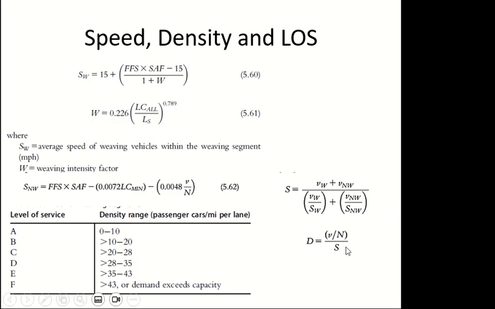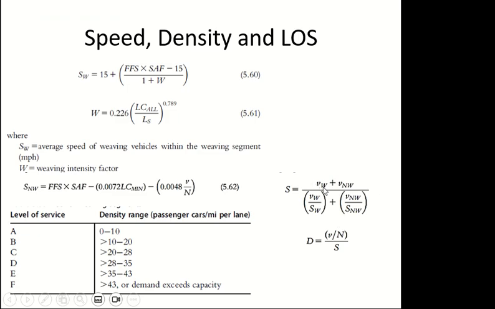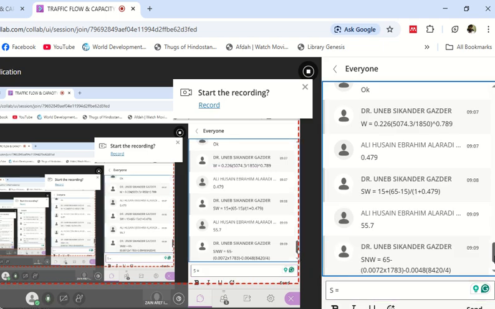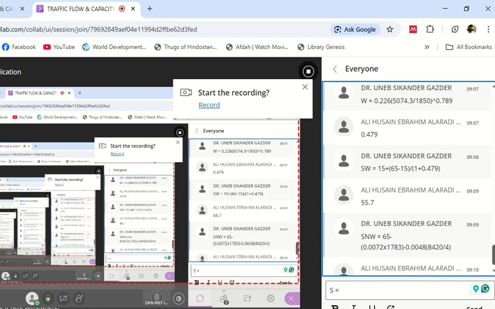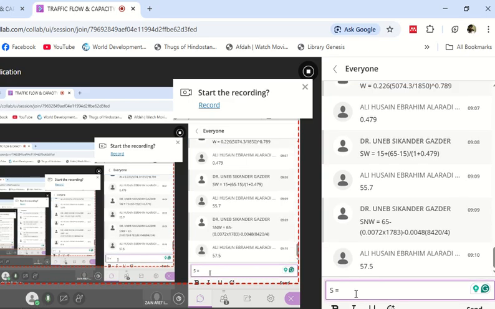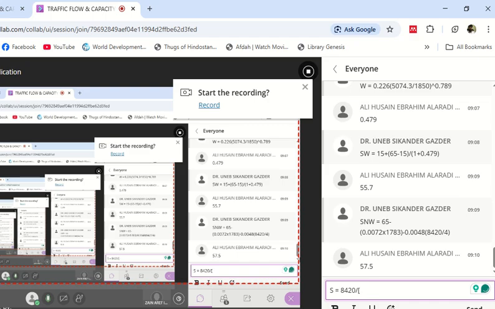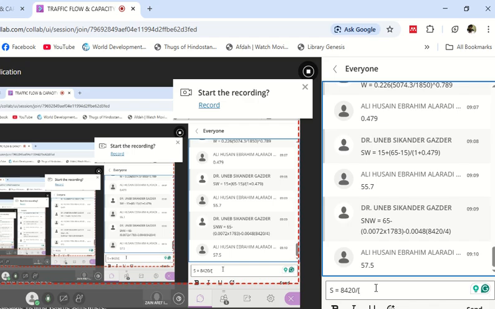We can calculate the density, and then the speed and then the density. So this will give you the total average speed. Weaving and non-weaving, which is basically total. Total is, I wrote it here somewhere. Yeah, 8420, total volume, weaving plus non-weaving, divided by weaving volume upon weaving speed. Did I calculate weaving volume somewhere? I don't know.